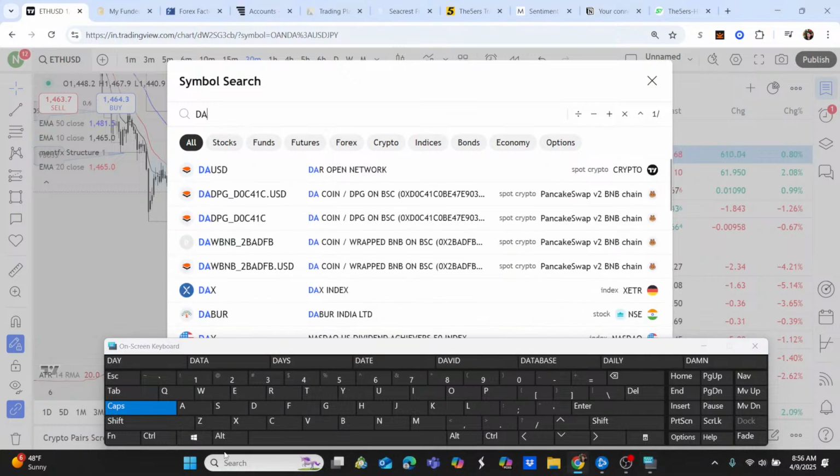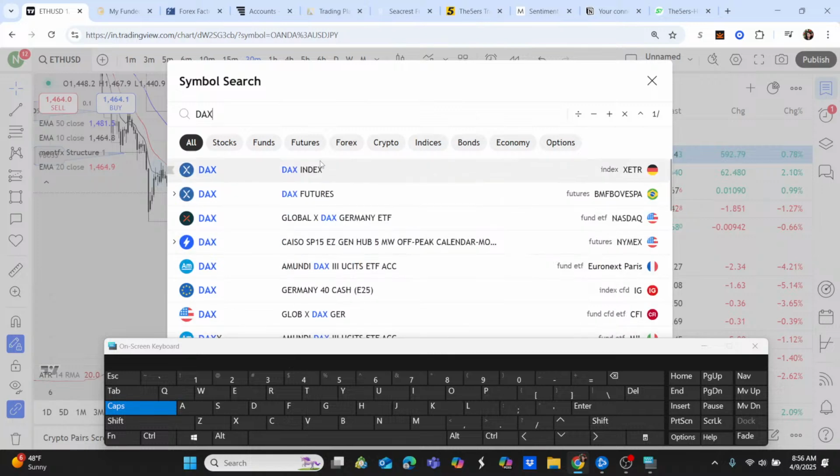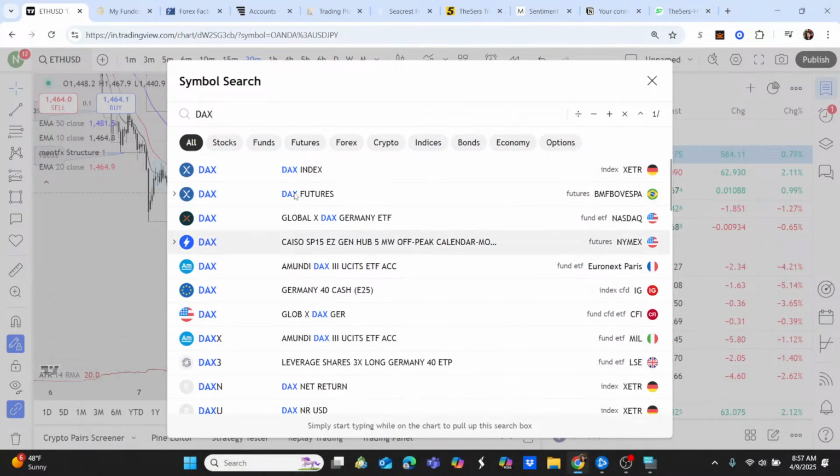So your job as a trader is just to show up every day and analyze. It doesn't take much time to show up and analyze. That's the bare minimum.